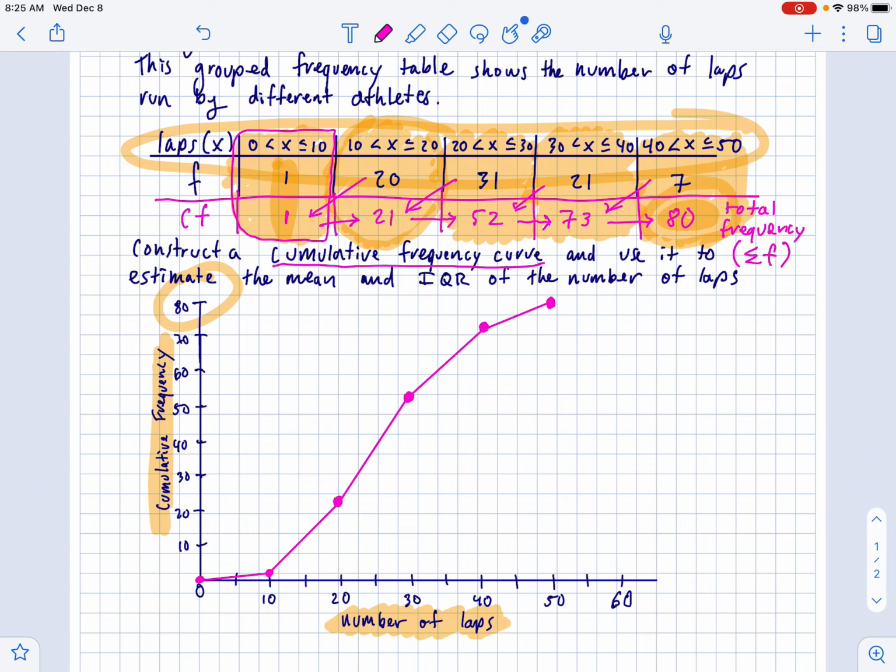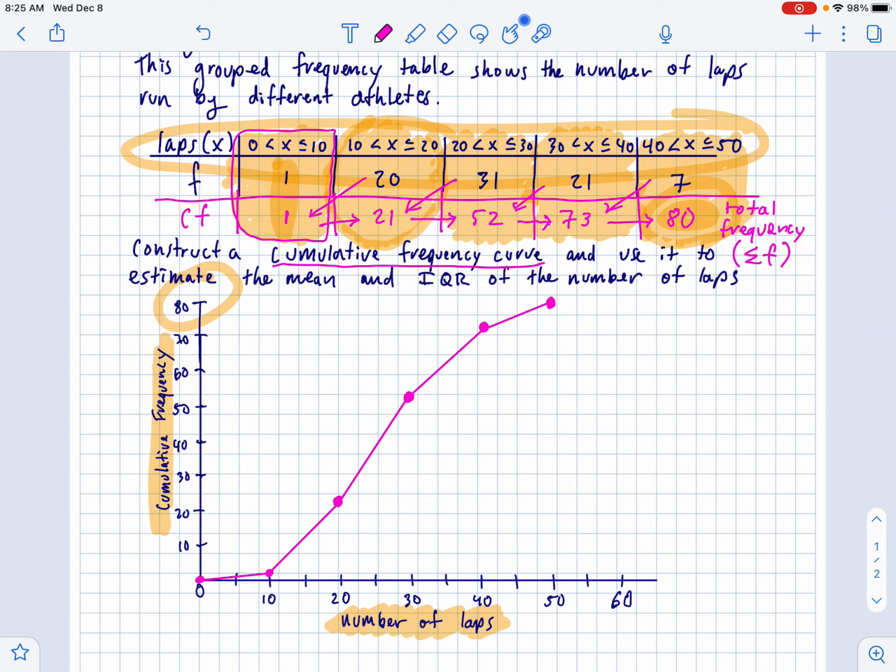This is your cumulative frequency curve. Even though it's not really curves, you're kind of just connecting the dots. Although I'm noticing in the book that they kind of throw a little curve on it. Like, oh my gosh, are they doing it wrong?